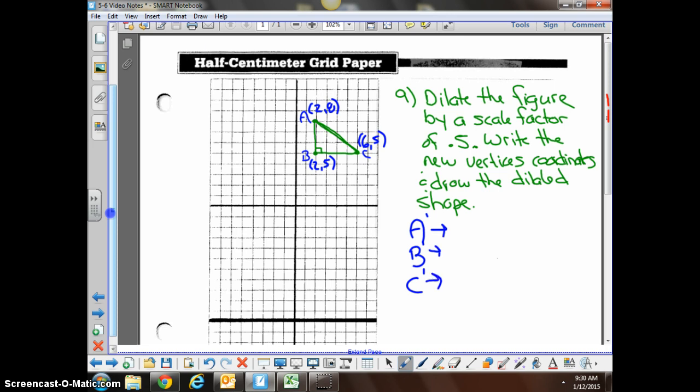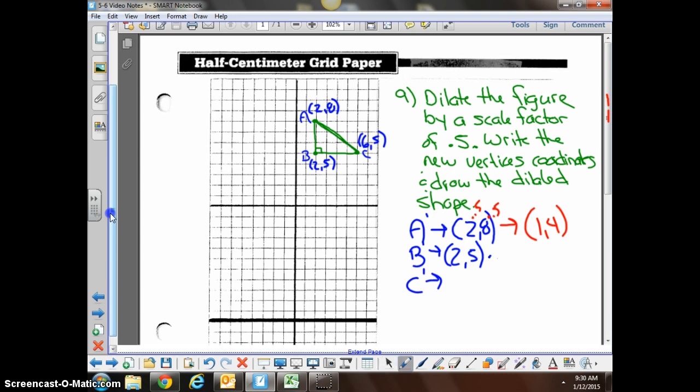Okay, so in order to do that, we have A at 2, 8, and we are simply going to multiply the 2 by 0.5 because we're dilating by a scale factor of 0.5, and we're going to multiply the 8 by 0.5. So the new coordinates of the prime marker would be 2 times 0.5 is 1, and 8 times 0.5 is 4. 1, 4. B, we see, is at 2, 5. We're going to multiply 2 by 0.5 and 5 by 0.5.